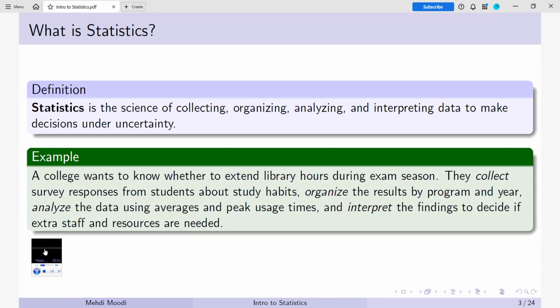Here we have statistics as a full process: collect, organize, analyze, interpret. Most administrative decisions need this process. Colleges don't expand resources based on gut feelings. They look at actual student usage. Without data, administrators would be like, well, I saw 3 students in the library last night, so clearly we need a 24/7 Starbucks in there. Not exactly evidence-based policy.